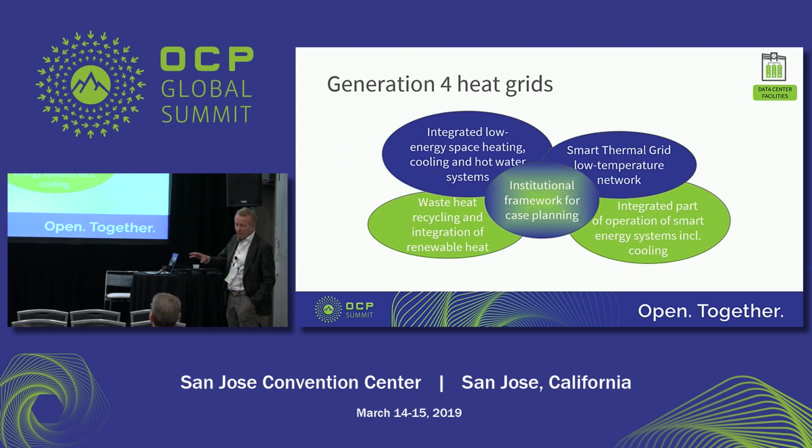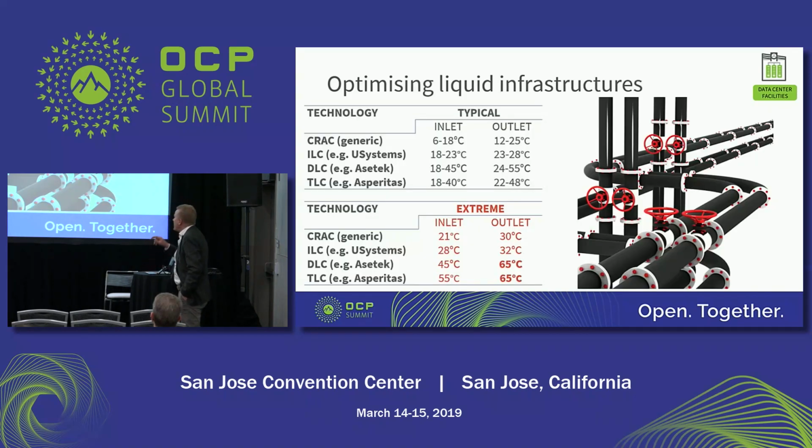Let's say what people call Generation 4 heat grids are clever grids that go into low temperature, that integrate, let's say, waste heat and renewable heat and see how you can use that on a local scale. It's about really thinking ahead and thinking in time and space about heat. This needs to go live and get attention, but as well as the hard part in the facility.